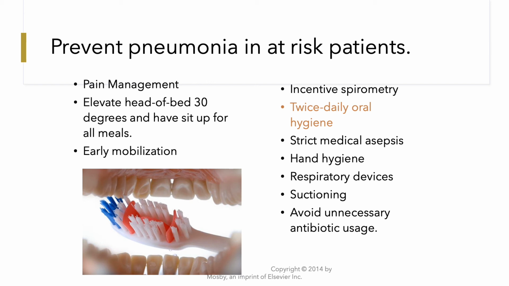Anyway, back to business. Strict medical asepsis, just keeping down the amount of bacteria that's floating around in the rooms. Of course, hand hygiene. Respiratory devices need to be kept very clean. Suctioning. So you learned tracheal suctioning. We can also do nasotracheal suctioning if necessary. If someone's secretions are building up and they're having difficulty clearing them, this can cause respiratory arrest due to obstruction. It's important to be brave with that suction catheter.